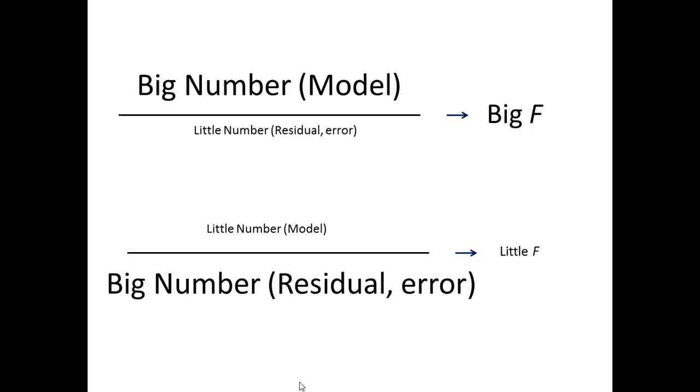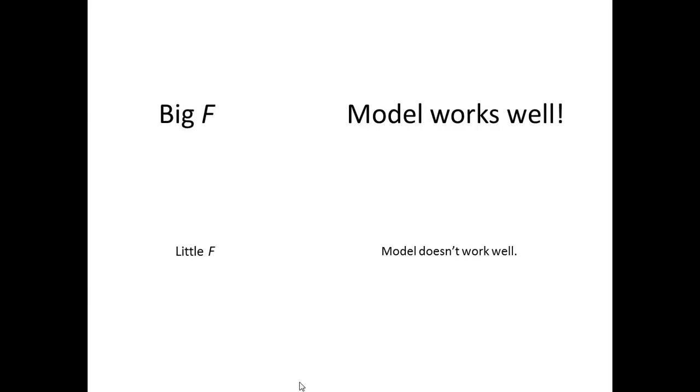If we have a very small value for F, then we have a lot of error. The data points are located far away from the line. So perhaps our regression line is not a good predictor. The takeaway, big F, good model, good prediction. Small F, not a very good predictor.